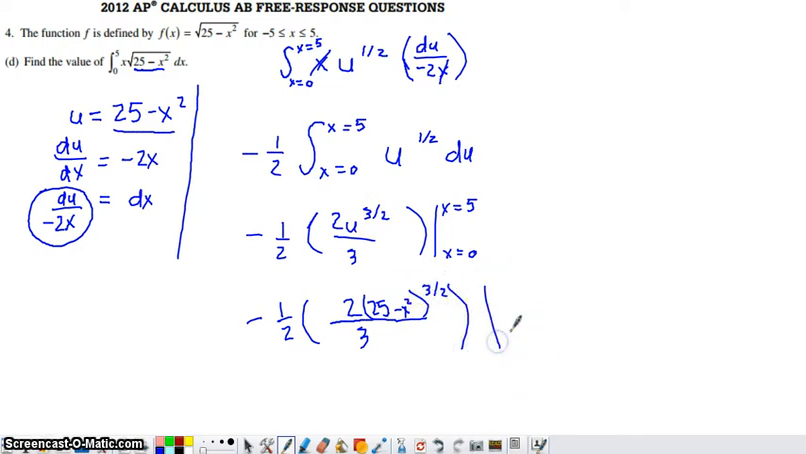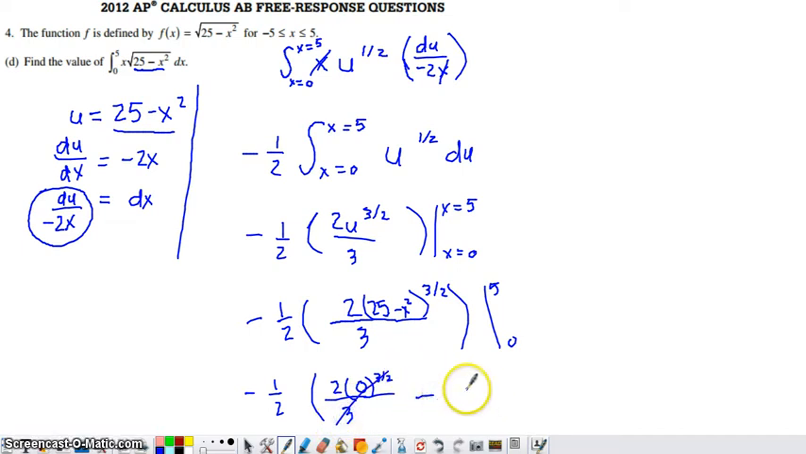And now I'm going to be able to put 5 in place of x, put 0 in place of x, and take a difference. So I'm just going to leave my negative 1/2 here. And if I put 5 in place of x, what I end up with is 2 over 3. And then if I put a 5 in place of this x and square it, I get 25. 25 minus 25 inside this set of parentheses here is going to give me 0. So I have 0 to the 3/2 power, which is just 0. So 2 times 0 is 0. So this first piece is basically gone.